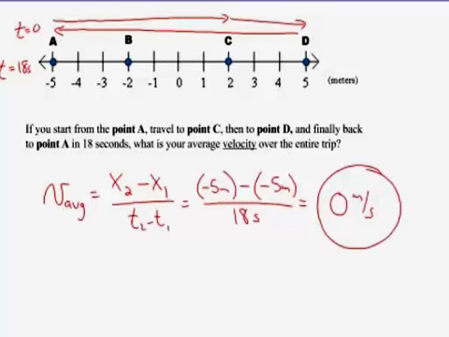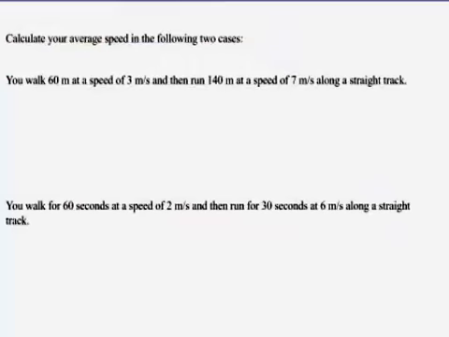Again, I might have moved around in this, but this average velocity only depends on displacement. So I only care about my starting and ending positions. Anytime you start and stop at the same point, the displacement is 0, which also means that the average velocity is 0. This next problem is another type of average speed problem.